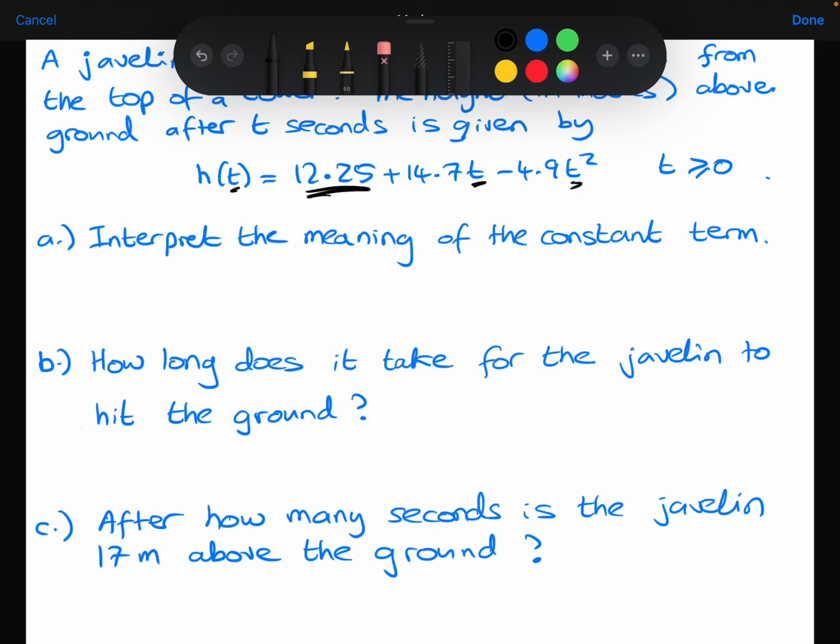And therefore that is the initial height. Initial because time is 0, and height. So it is the initial height of the javelin above the ground. So the initial height from which the javelin was thrown.